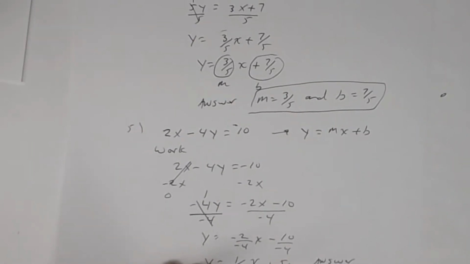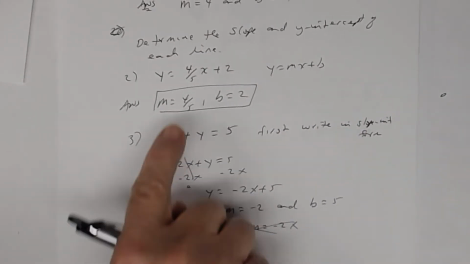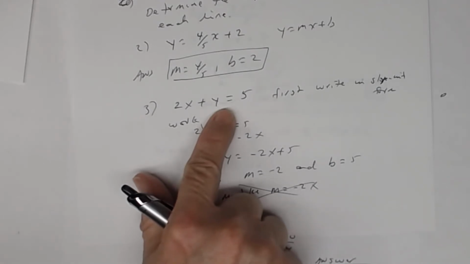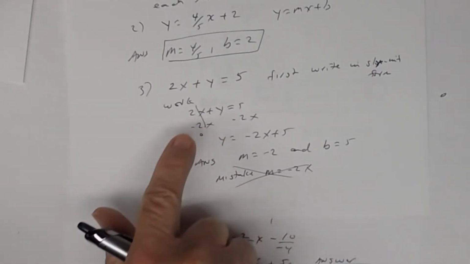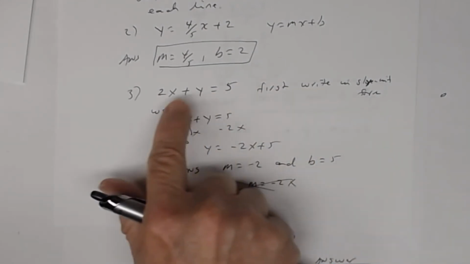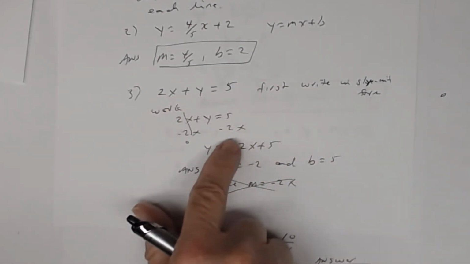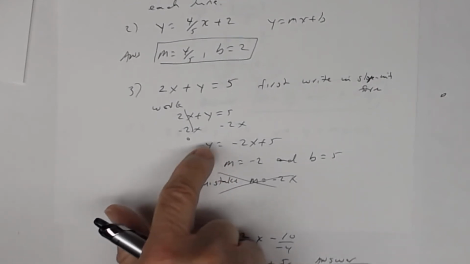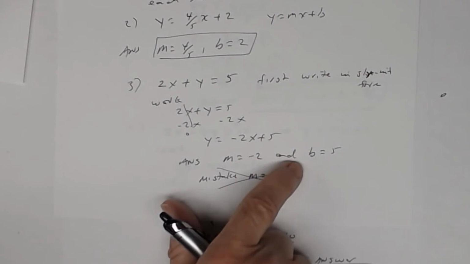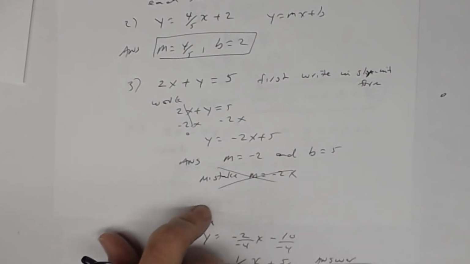Okay, so it's very simple. Given the equation of a line, it is very simple to find the slope. If it's not already in slope-intercept form, you need to write it in slope-intercept form. So you've got to get y by itself. Once you get y by itself, the slope is the coefficient of x, and your y-intercept is your constant.